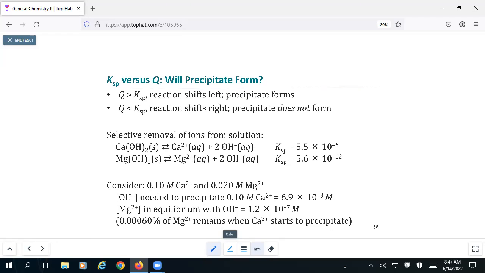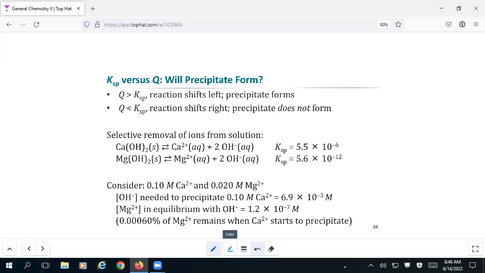Because this magnesium hydroxide is so much less soluble, it's actually not going to take very much hydroxide to start precipitating it. And so the magnesium is going to precipitate first and precipitate and precipitate. And then eventually we'll hit a point where there is enough hydroxide present that it'll start to precipitate the calcium as well. And we can actually figure out what the concentration of the magnesium would be at that point as well.